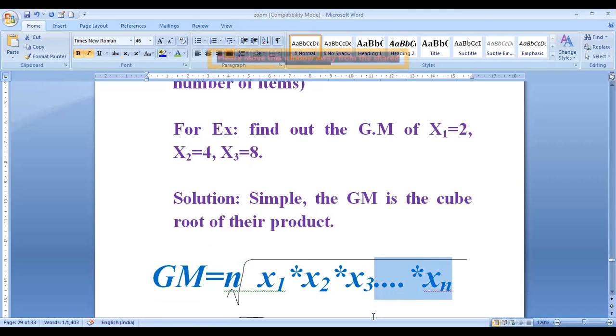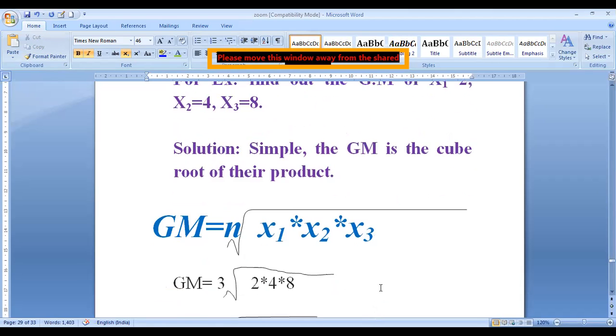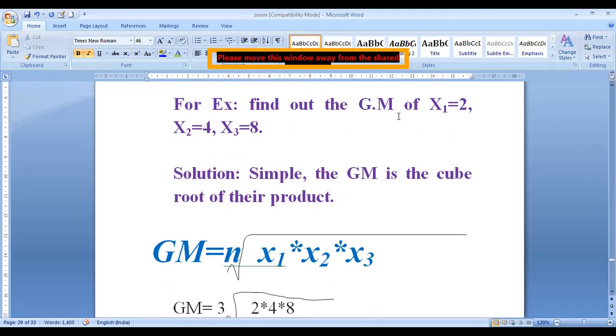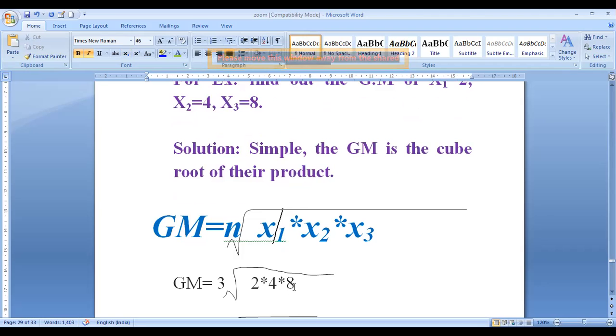For the sake of understanding only, I put xn up to n. So here we have only 3 variables. That's why it is the nth root of x1 into x2 into x3. Then geometric mean is equal to the 3rd root. n is nothing but the number of observations. We have only 3 observations, x1, x2, x3. Then x1 is equal to 2, x2 is equal to 4, and x3 is equal to 8. That is 2 into 4 into 8.